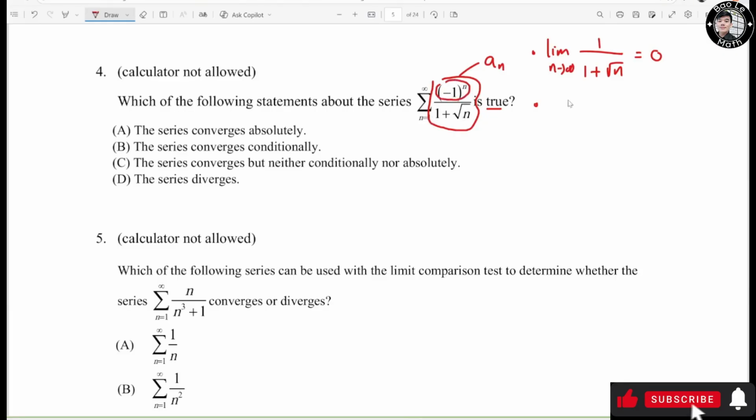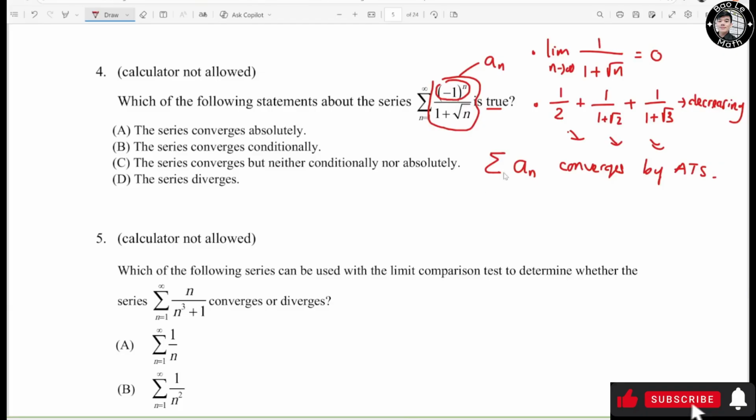If n equals 1, you have 1 over 1 plus square root of 1, which is going to be 2. N equals 2 is going to be plus 1 over 1 plus square root of 2. N equals 3, 1 over 1 plus square root of 3. The series has decreasing terms, right? Every single time it's going down, right? Because the denominator is getting greater than the numerator. By the alternating series test, the series a sub n converges.